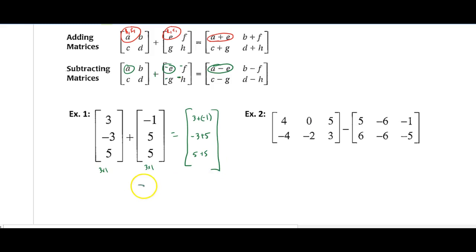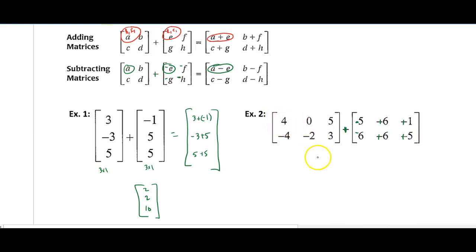And if we go ahead and simplify those, my final answer would be 3 plus negative 1 is 2, negative 3 plus 5 is 2, 5 plus 5 is 10, and we are done. Okay, example 2. What am I doing with these 2 matrices? I am subtracting, so I'm going to change that to addition. Then I'm going to go and just change the signs of each element in this matrix, right?